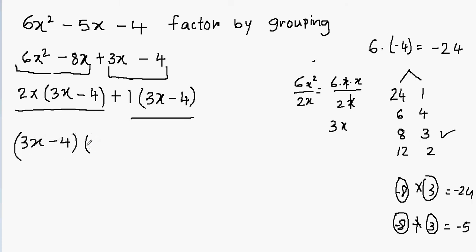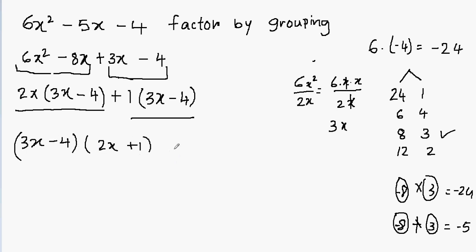Now what is left inside? If I take out 3x minus 4 common here, what is left inside? I just have 2x here. And then if I take out 3x minus 4 common from here, what do I have left inside? I have plus 1. So I have factored this. So this is how you factor it. My factors are 3x minus 4 and 2x plus 1.